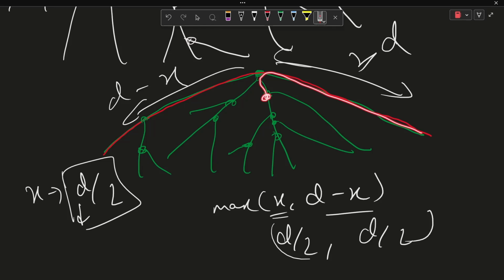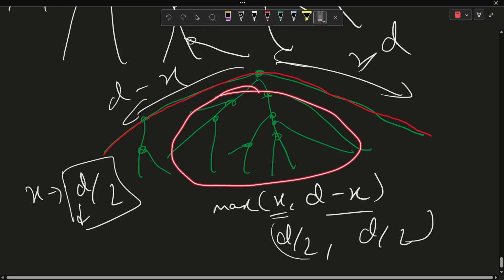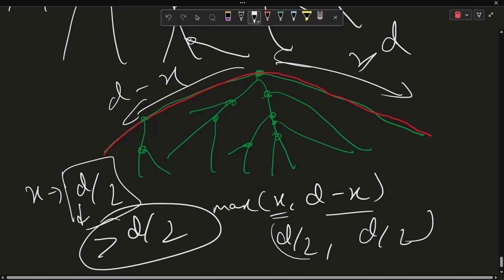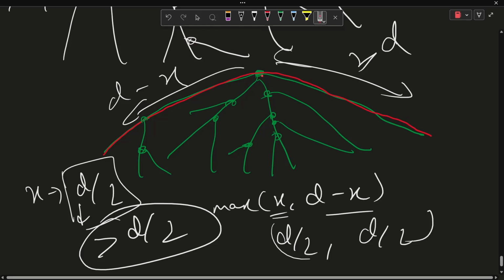So it would definitely have at least a d by 2 path in it, plus something. If you take any other node which is not on the diameter, the maximum depth of that is always going to be greater than d by 2. You can conclude that. If you are at any other node, it would definitely have the max among these, or this. So that can be d by 2 at minimum, at least d by 2.